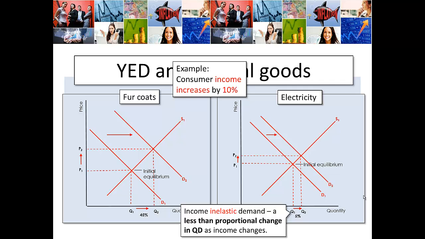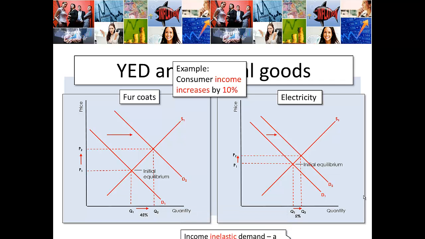And inelastic demand is a less than proportional change in quantity demanded as income changes. Electricity. We need electricity, and we can use a little bit more. We can leave the lights running, we can use a little bit more heating as incomes increase, but there's not a whole lot of extra electricity that we can use. It's a necessity, we need it, we use it.